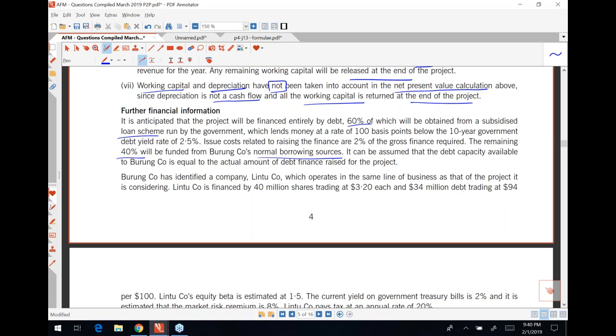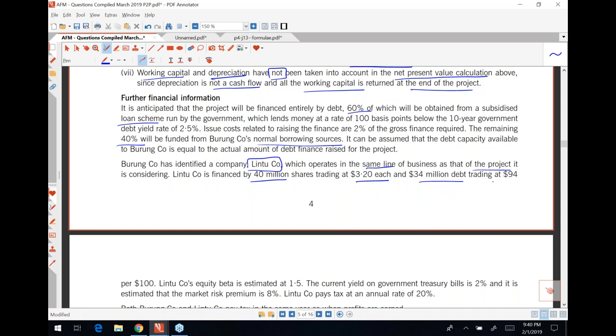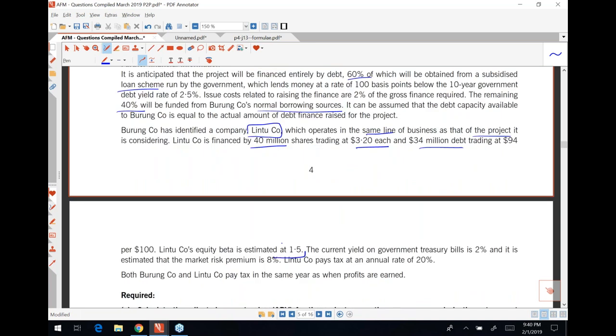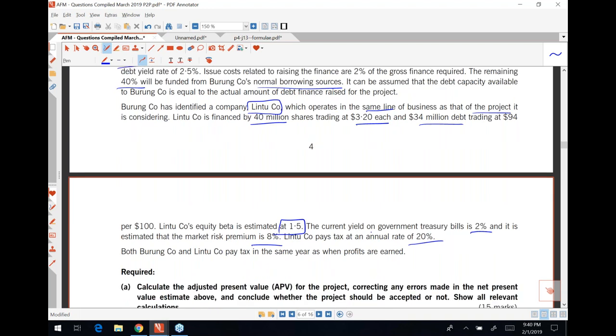It says Burung has identified a company, Lintu, which operates in the same line of business as the project. Lintu is financed by 40 million shares trading at 3.2 and 34 million of debt trading at 94. Lintu's equity beta is 1.5. The current yield curve is 2%, and the estimated market risk premium is 8%. The tax rate is 20%.